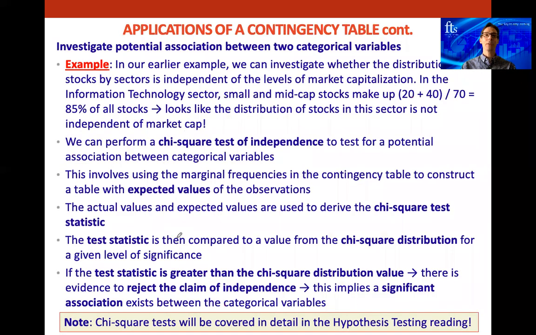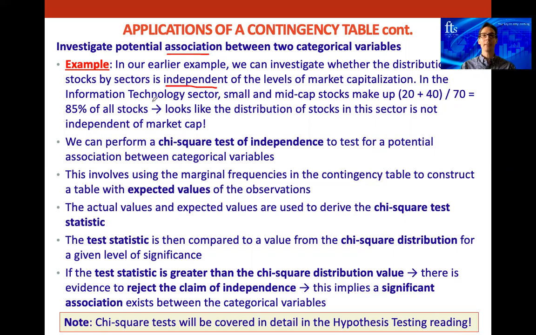Right, and then the other application we need to focus on, which is the last thing we're doing in the applications, is looking at the potential association between two categorical variables. So in our earlier example, we can investigate whether the distribution of stocks by sectors is independent of the levels of market cap.